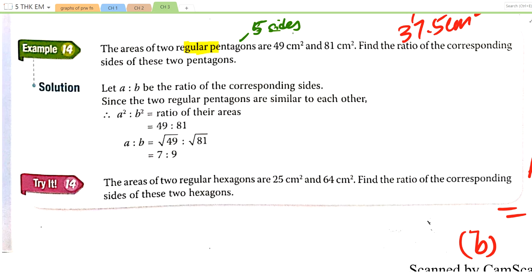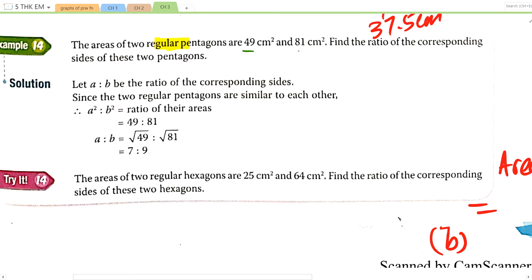So, all regular pentagons are similar because all the interior angles are the same. Similarly, all regular hexagons are similar. All regular, what else? Octagons are similar. Even though they may be bigger, smaller, but all the interior angles are all the same. So, they are all similar. So this is a case where they do not tell you they are similar. You are expected to know it. And now I'm telling you, so you better know it.